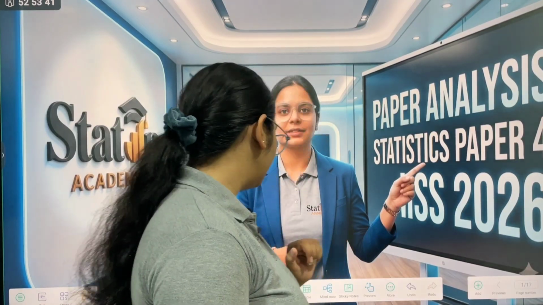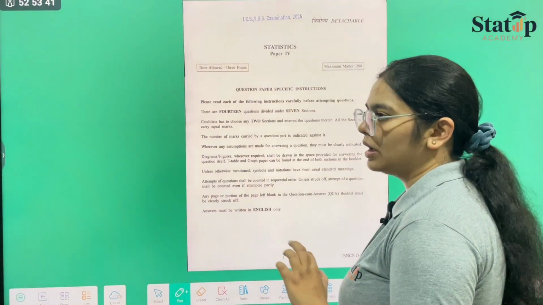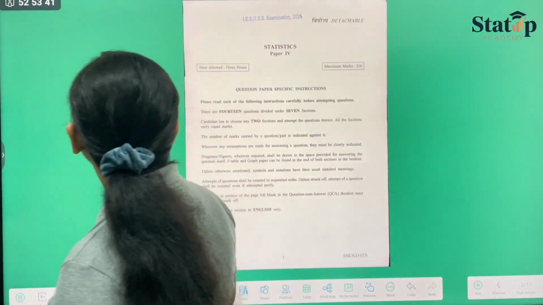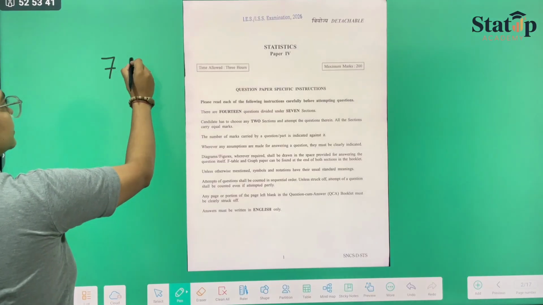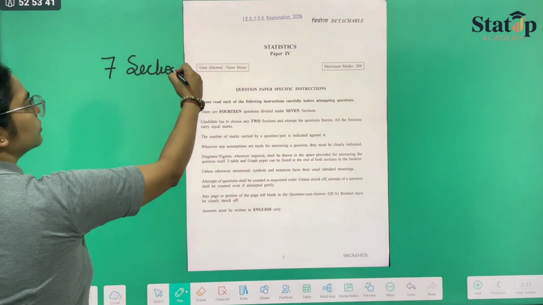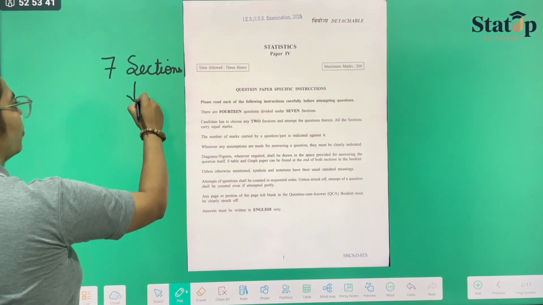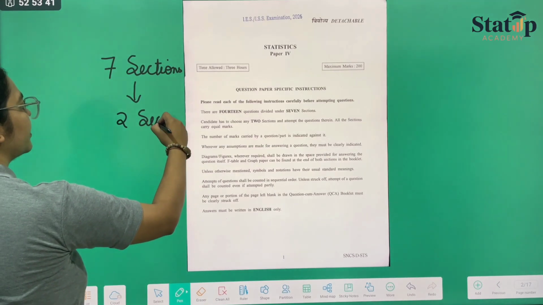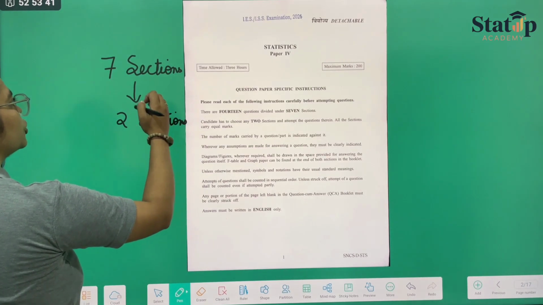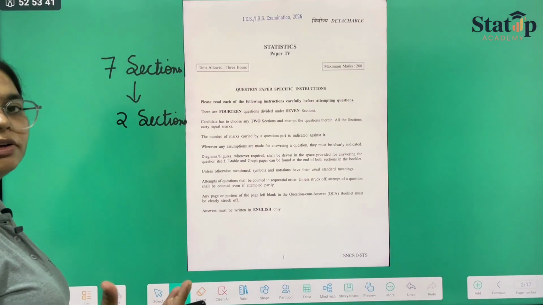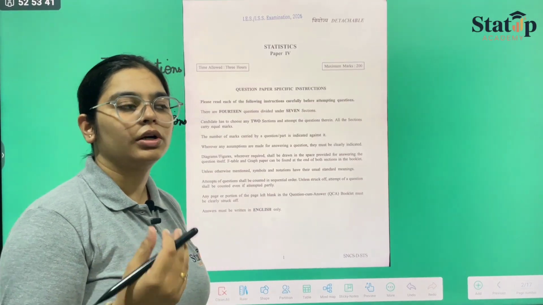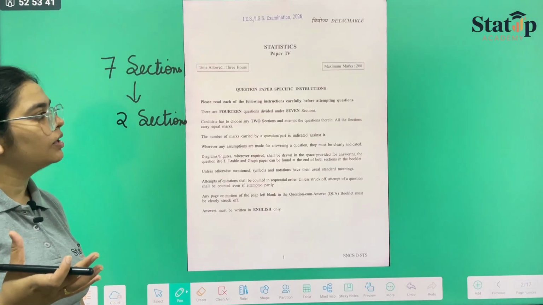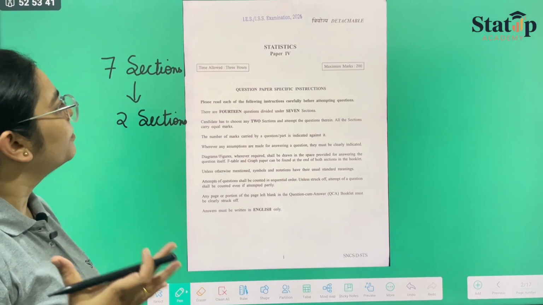Now, coming back to our analysis for today, we'll be doing analysis of paper 4 ISS 2026. So, the overview of paper 4 is there are 7 sections in total, and we have to attempt only 2 sections out of them. 7 sections means 7 individual topics, advanced analysis or applied statistics methods.